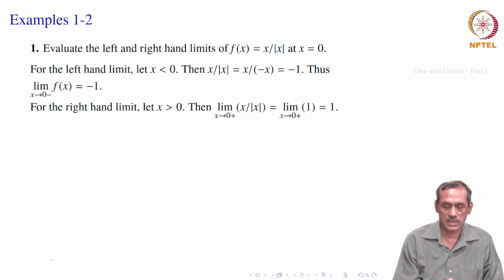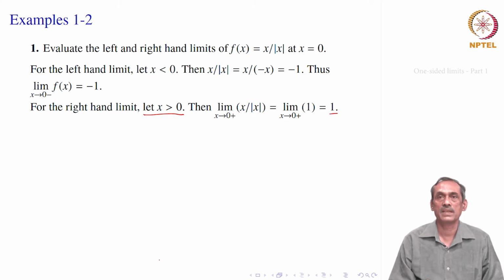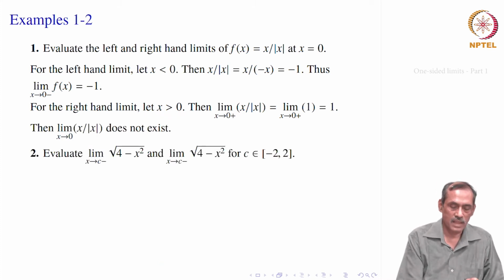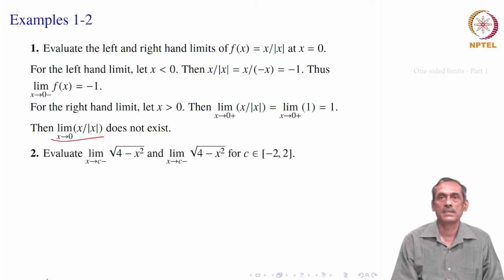Now, what about the right side limit? Let x be greater than 0, then mod x becomes x. So, x divided by x becomes 1. Therefore, the right side limit of f of x at x equal to 0 is 1. Therefore, you may conclude that the limit of x divided by mod x as x goes to 0 does not exist, because both the limits exist here and they are not equal. One is minus 1, another is 1, as we saw in our first example, where 2 and 4 were the left and right side limits.